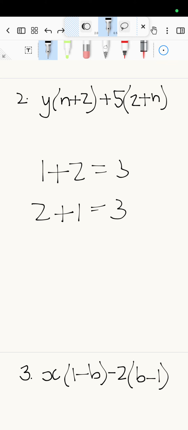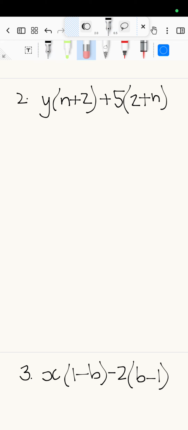The reason it stayed the same when I swapped the order is because I didn't change the signs. The 1 was positive, the 1 is positive. The 2 is positive, the 2 is positive. So swapping the order didn't change anything, okay? So what's the point? n plus 2, 2 plus n is the same thing, all right?